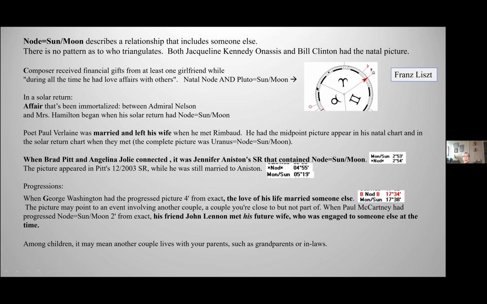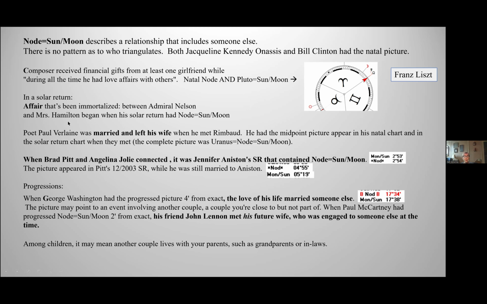So here's an example of a composer. He had, as you can see, Pluto and the node equals the Sun Moon Midpoint. And what happened was that he received financial gifts from at least one girlfriend, while during all the time he had love affairs with others, natal node and Pluto on the Sun Moon Midpoint. That was Franz Liszt.